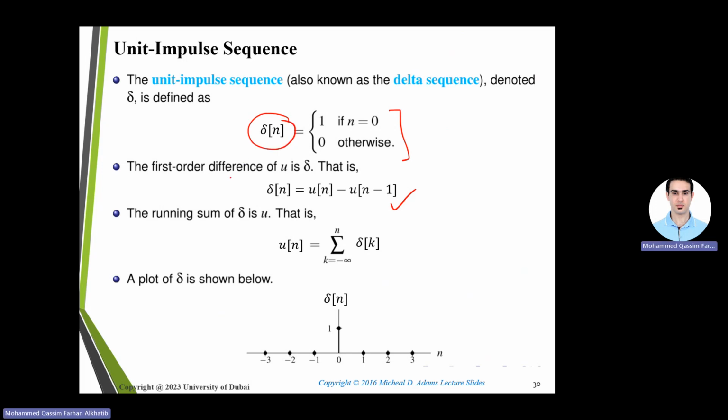All right, so the first order difference of u is delta of n. This one is just saying that to produce a delta function, you just subtract two unit step functions. Now this way, you remember, it's like creating a rectangle. A rectangle is u of n minus u of n minus 1. You start at 0, you finish at 1. And since we have discrete, I don't have these non-integer values, so I'll have only one sample at n equals 0.